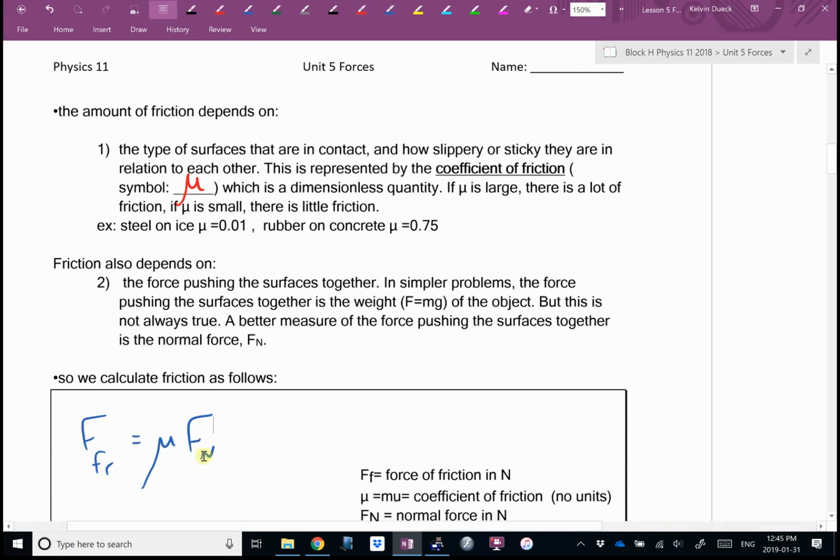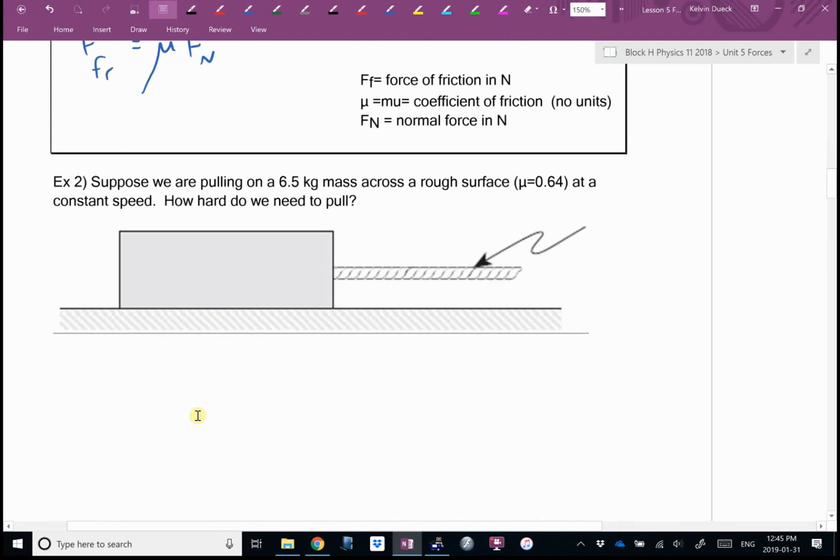Friction is what times what? It's mu times the normal force. You don't need to memorize that, but most of you will because you'll get sick of looking it up, and I'm good with that. So, I like example 2.